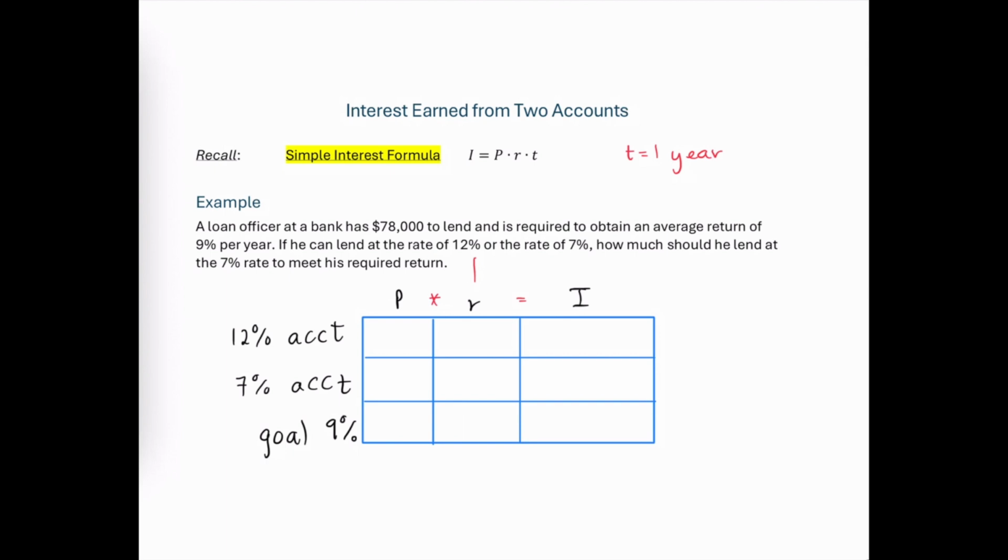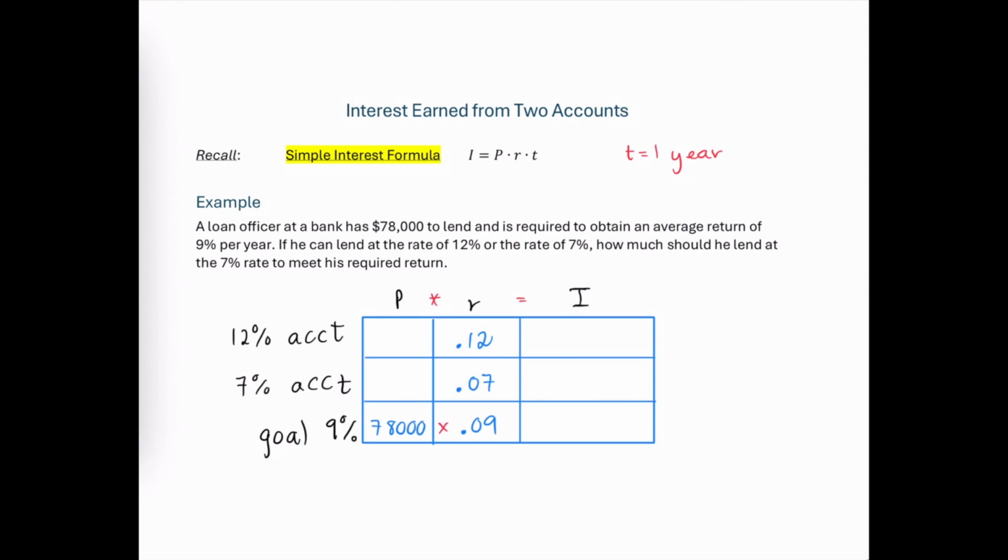Let's go ahead and populate our rate column. In the 12% account, the rate is going to be 0.12, which is that 12% converted to a decimal. In the 7% account, our rate is going to be 0.07. This time, notice that our financial goal was not given explicitly. In this example, we actually are going to need to calculate it, so we'll put our 9% here. And the goal is to earn 9% of the original $78,000 that we started with.